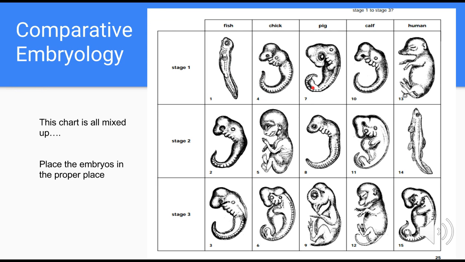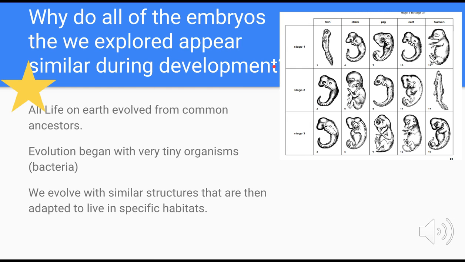All right, and last but not least, we looked at a lot of embryos this week, and we saw that at the early stages, let's look at stage 1, they are almost impossible to tell apart. We had the human, the calf, the chick, the fish. What else are we dealing with? Oh, a pig. They looked almost exactly alike at these early stages of development. And the reason for that is because we are all evolutionarily related. So all of those embryos have common structures because they all evolved from the same life forms during early evolution.